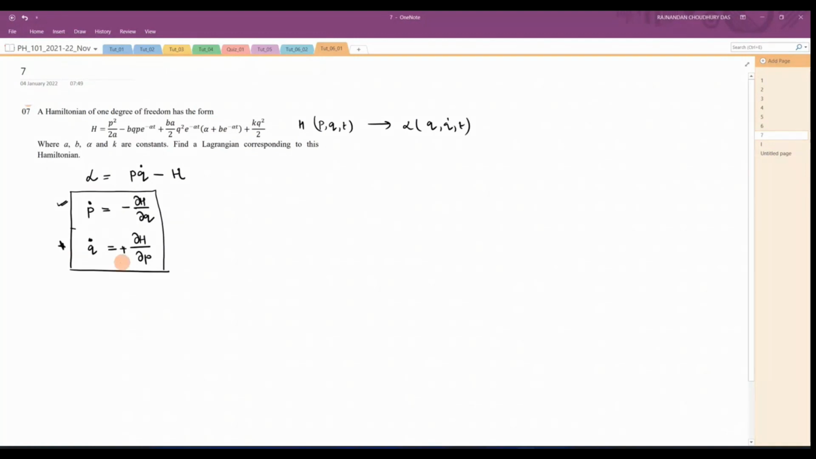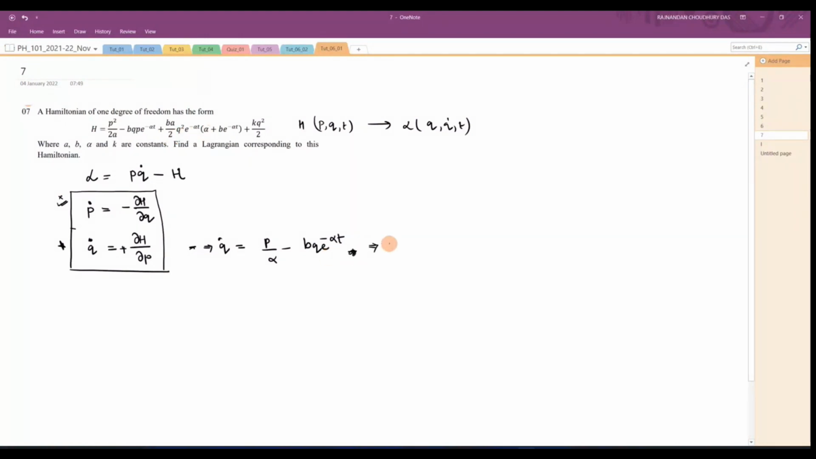So we wanted to write a relation between q dot and p. We will not use this, we will simply use this: q dot is equal to dH by dp. So from here, if you write dH by dp, q dot will become p by alpha minus b q e to the power minus alpha t. And I think no more p term is there. See, there is no p term. So that means this is our q dot.